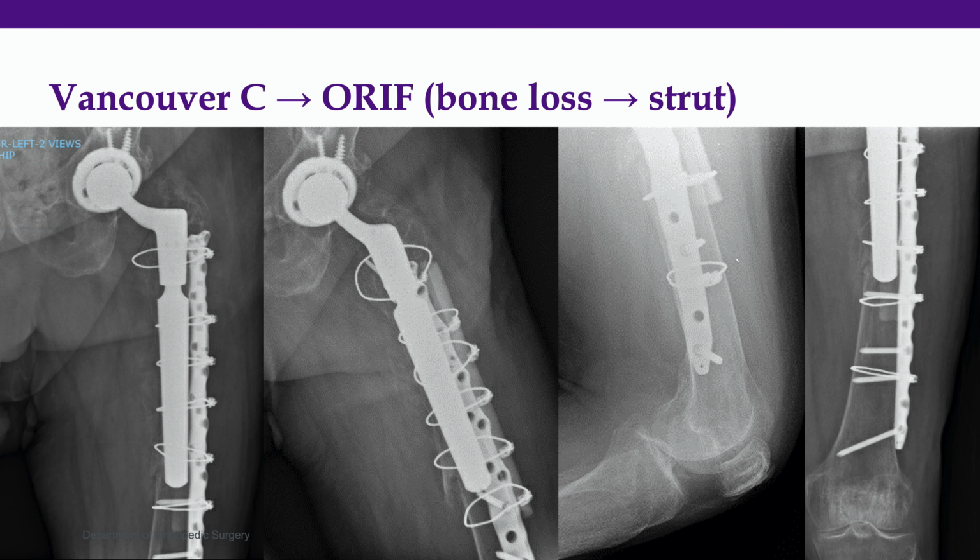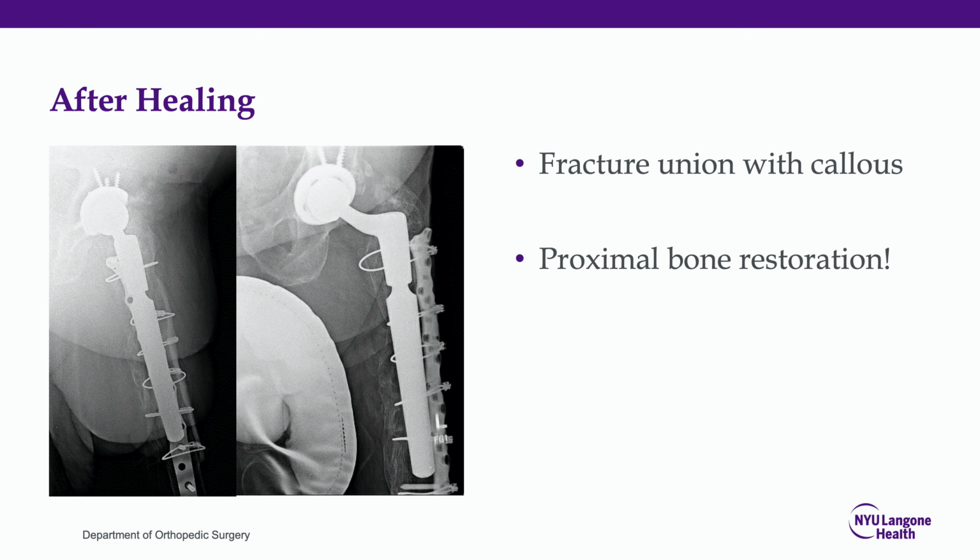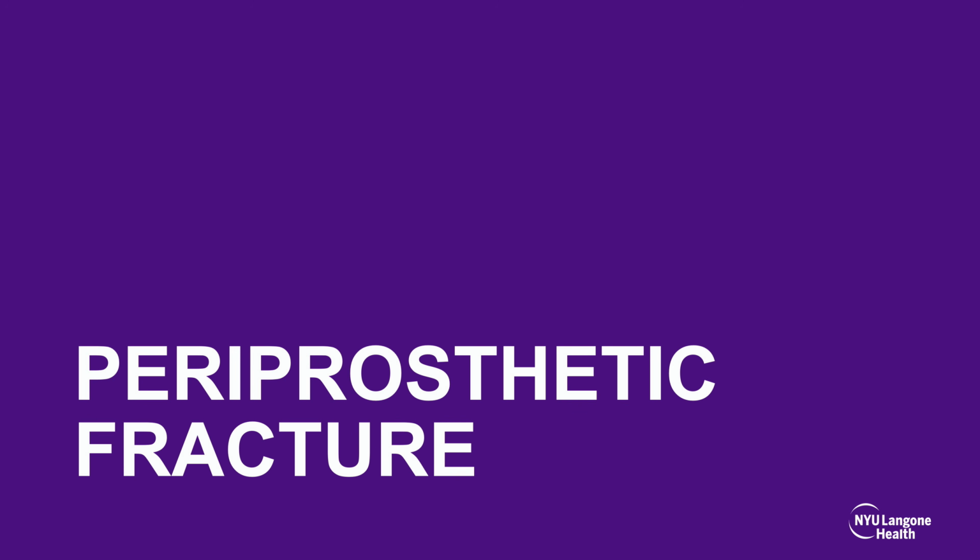So we went ahead with an open reduction internal fixation, and because of the massive proximal bone loss, we applied an allograft strut. And as you can see, the patient went on to fracture union with callus, and actually there was proximal bone restoration through some combination of incorporation of the allograft and the fracture callus itself. So this obviously brings us to the topic of periprosthetic fracture.